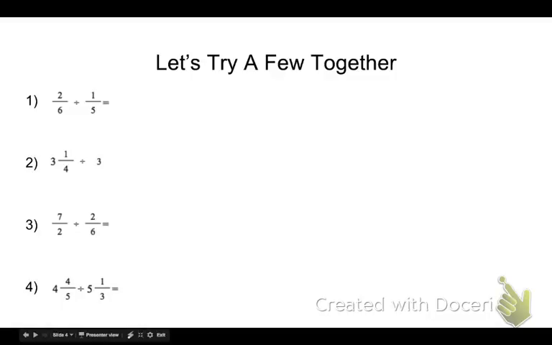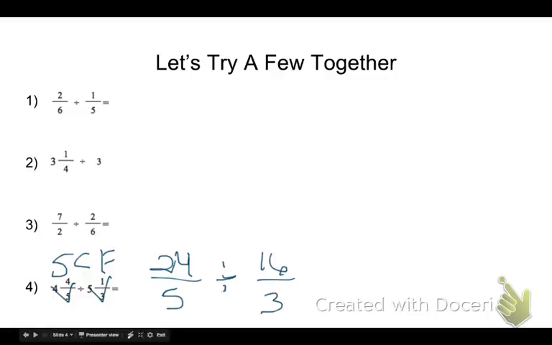Let's try the last example together. Number 4. Again, I have 2 mixed numbers. Both of them need to be turned into improper fractions before I do same, change, flip. The checkmark method takes the first one. 4 times 5 is 20, plus 4 is 24 over 5. Divided by, I'm not doing same, change, flip yet, so I'm going to go ahead and write it as division. Checkmark method for the second one. 5 times 3 is 15, plus 1 is 16. The denominator stays the same. This is the new division problem, written with improper fractions.